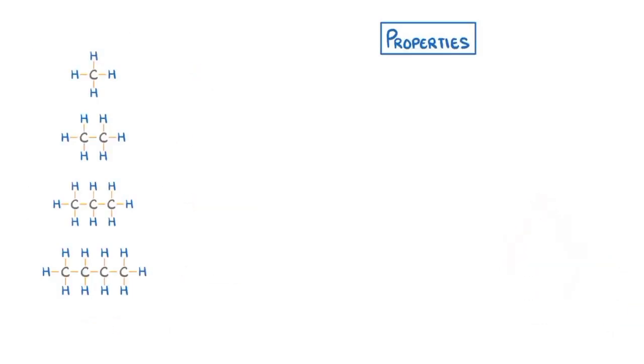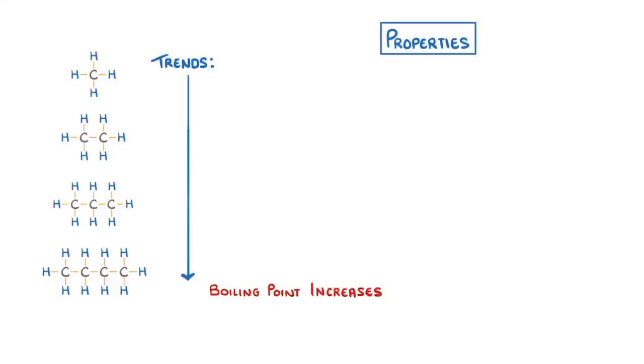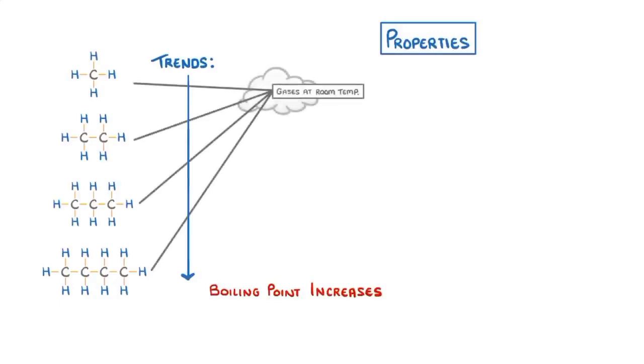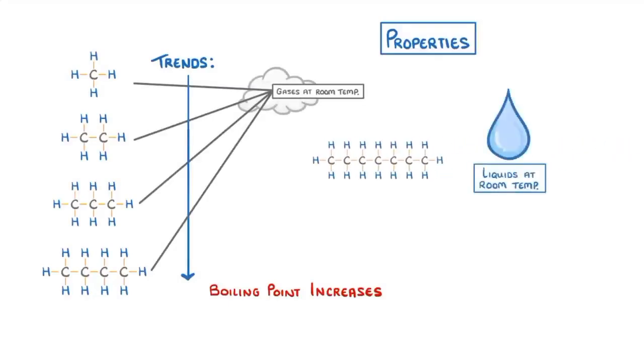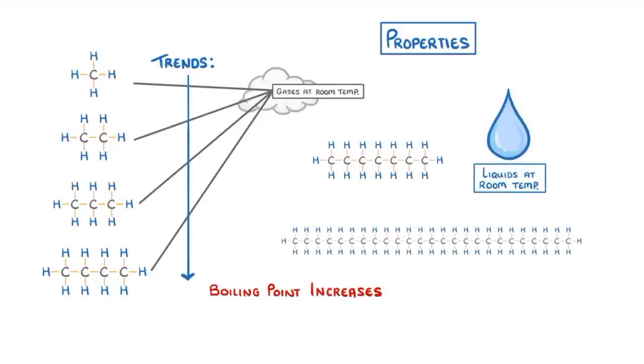Although all alkanes have similar properties, there are trends that you need to know about as the length of the carbon chain increases. The first is that the boiling point increases with chain length. So these 4 here all have fairly low boiling points, and so exist as gases at room temperature, because they have the shortest chains. However, longer alkanes, with more than 4 carbons, are liquids at room temperature. And if the chains are really long, then they could be solid.